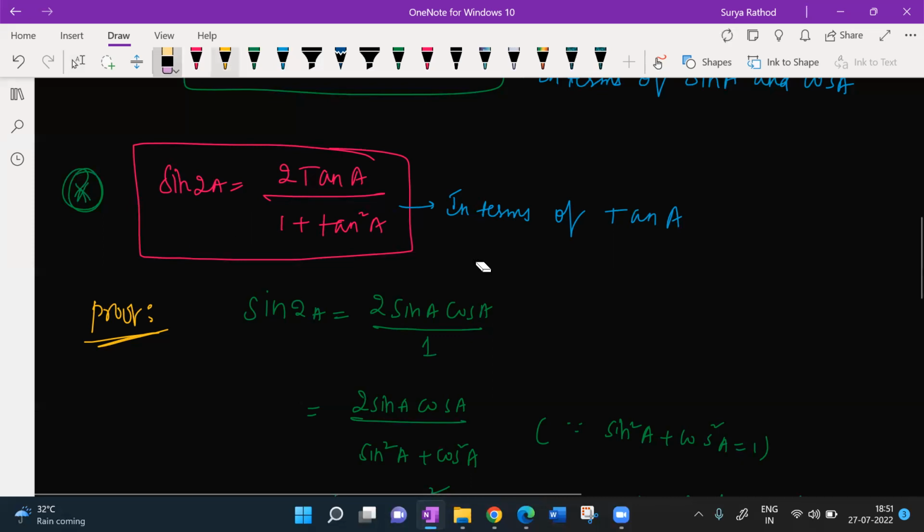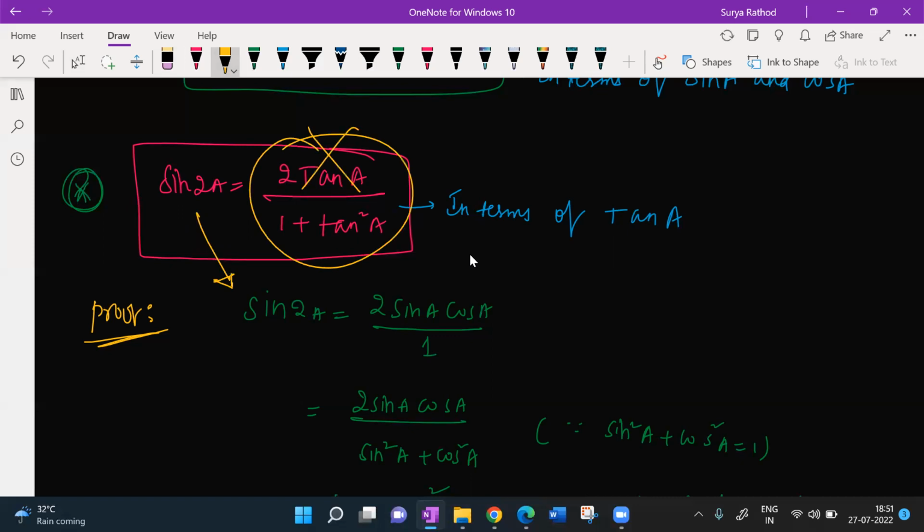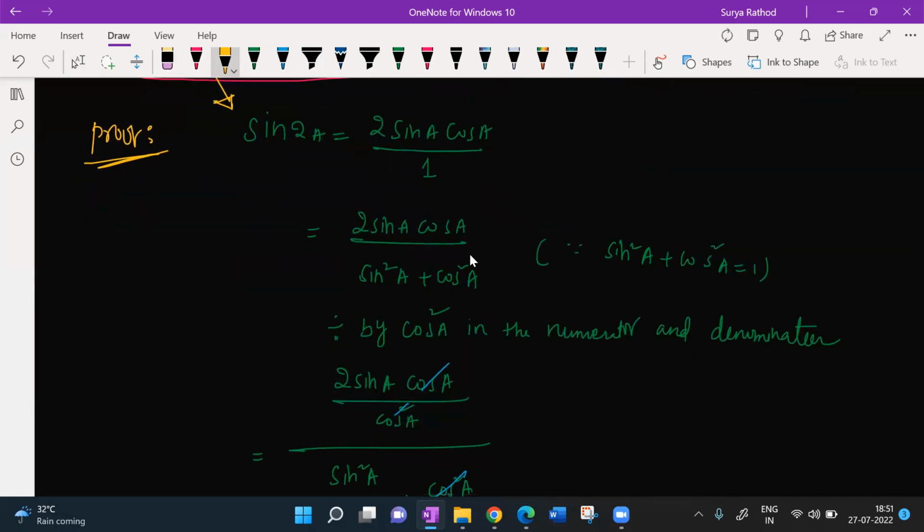For proving, you take either LHS or RHS. I'm taking LHS here, easy for me to prove. What is LHS? Sin 2A. Just forget about the RHS now. I just cross that. I need to prove LHS equal to RHS. What is LHS? Sin 2A I took.